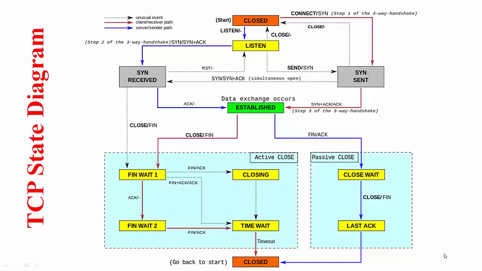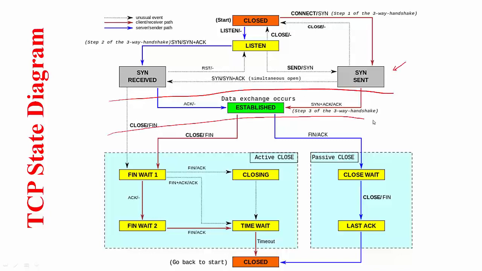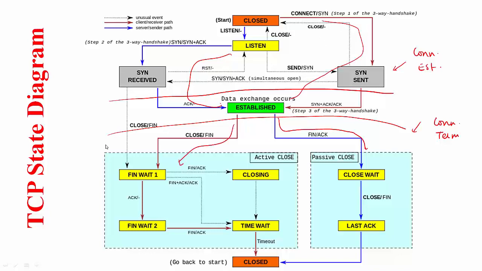It looks a bit complex, but it is really not. In this state diagram, this portion corresponds to the connection establishment and this portion corresponds to the connection termination. Another point to note is that this blue line represents the server path, and this red line represents the client path. So let's see what is happening.